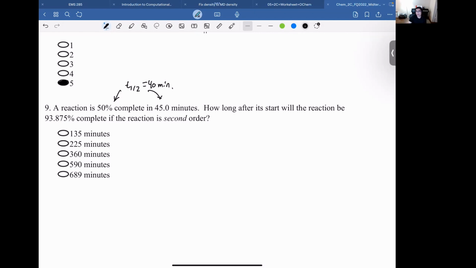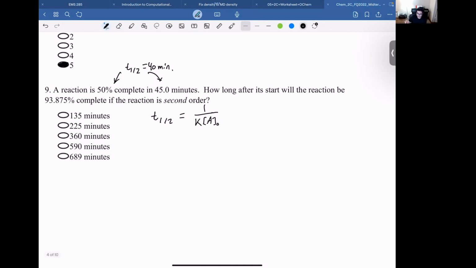Why is this important? This was the question where I was saying that you cannot cancel certain things out sometimes. So I always solve for things generally. So the half-life for a second order is this, as we just did a second ago, from 13. Now, it says, how long after its start will the reaction be 93.875% complete if the reaction is second order?